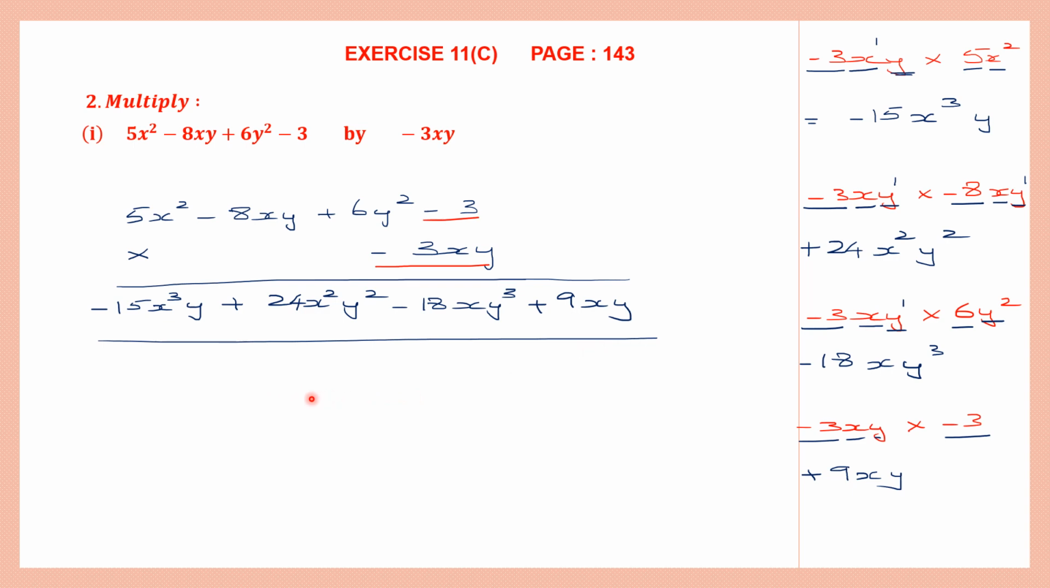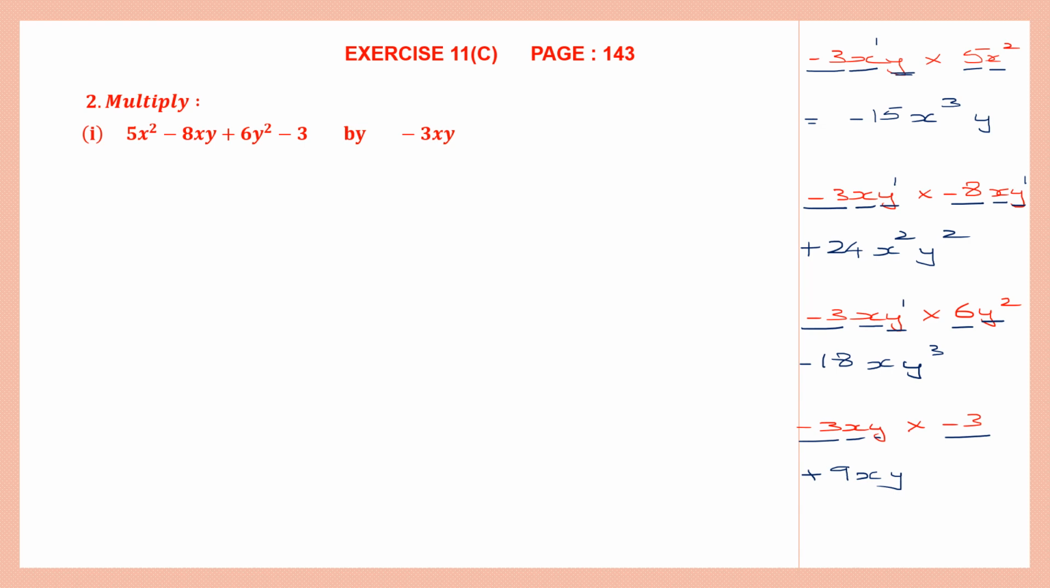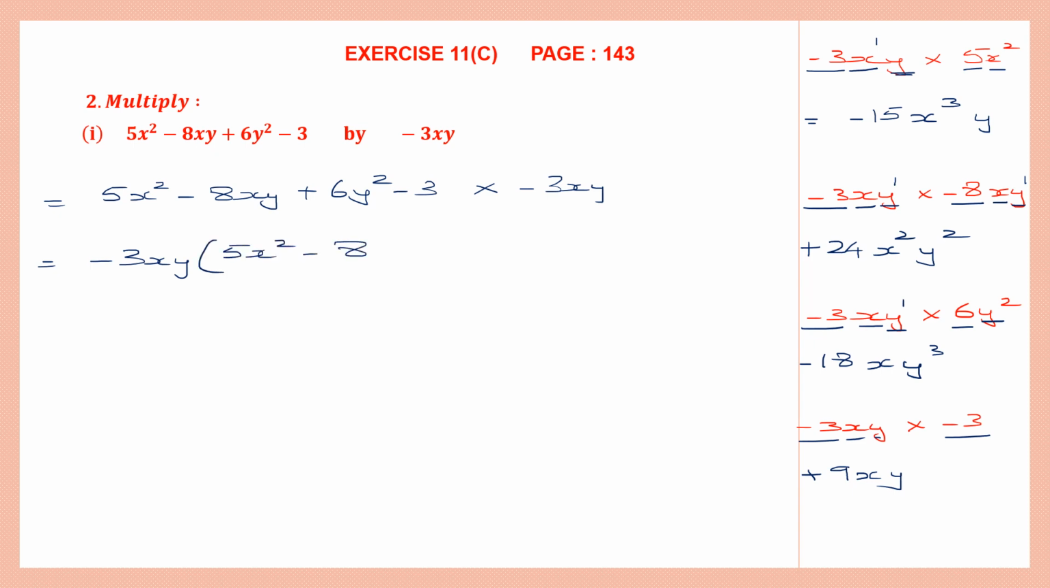Now I will teach you the row method. So in the row method, we write the first polynomial as it is. Okay, so that is 5x square minus 8xy plus 6y square minus 3 into minus 3xy. So this is the question. So what we can do is we can put the monomial first, minus 3xy, and put the polynomial within brackets. 5x square minus 8xy plus 6y square minus 3. Now we multiply minus 3xy with each term here.